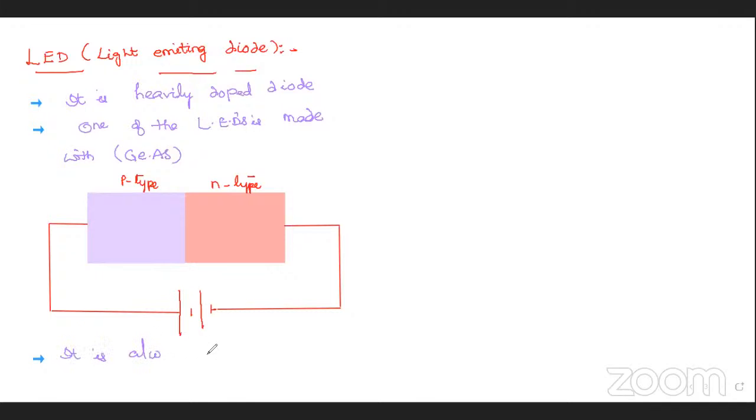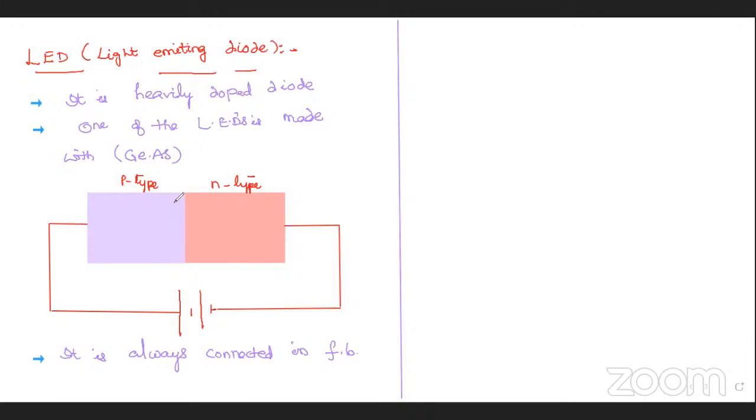It is always connected in forward bias. In forward bias, obviously, if the applied voltage is greater than the breakdown voltage, it sends the current. Correct, Anana? Yes, sir. So what happened?